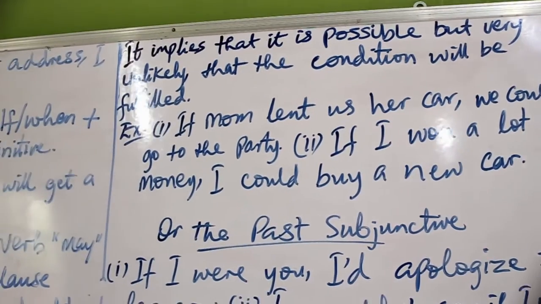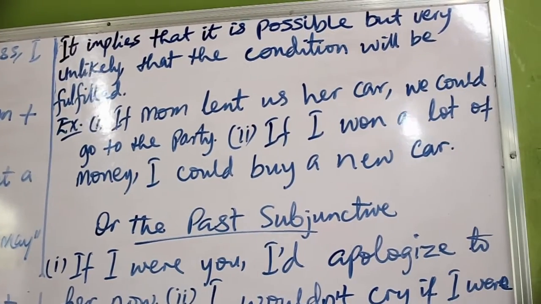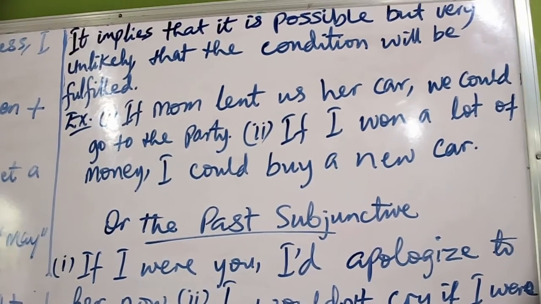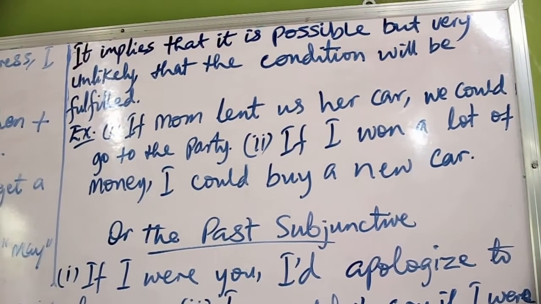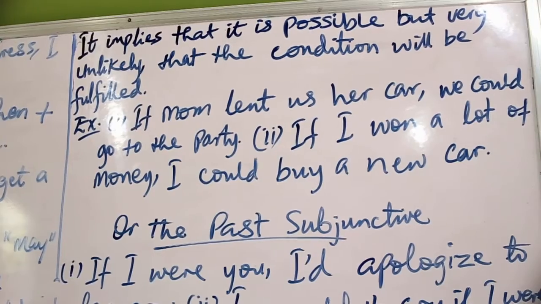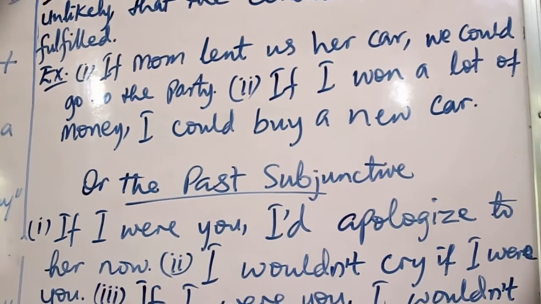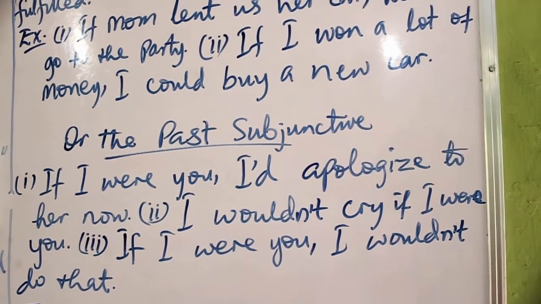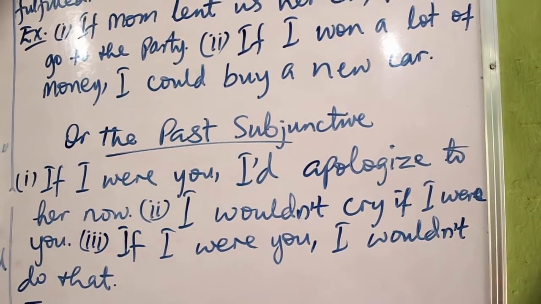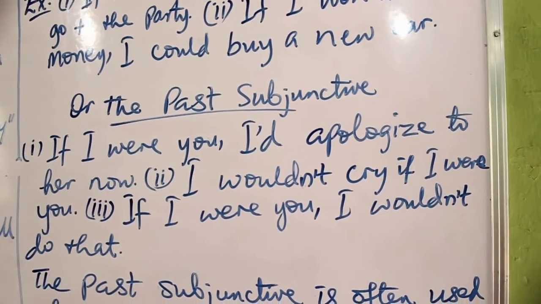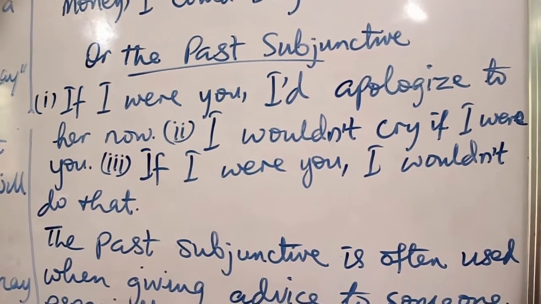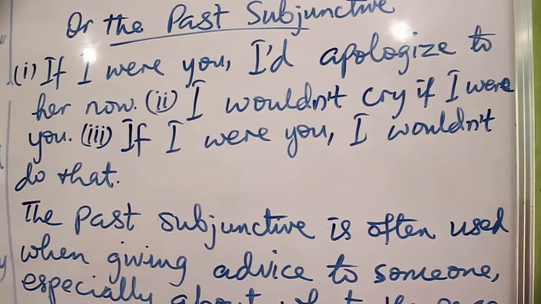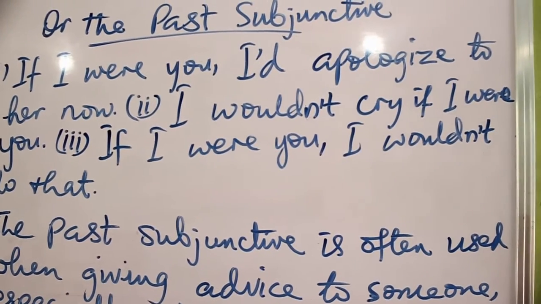Now, type 2 could also have the past subjunctive. For example, if I were you, I'd apologize to her. Second example, I wouldn't cry if I were you. Third, if I were you, I wouldn't do that. Now, if you look at these, there are three sentences.